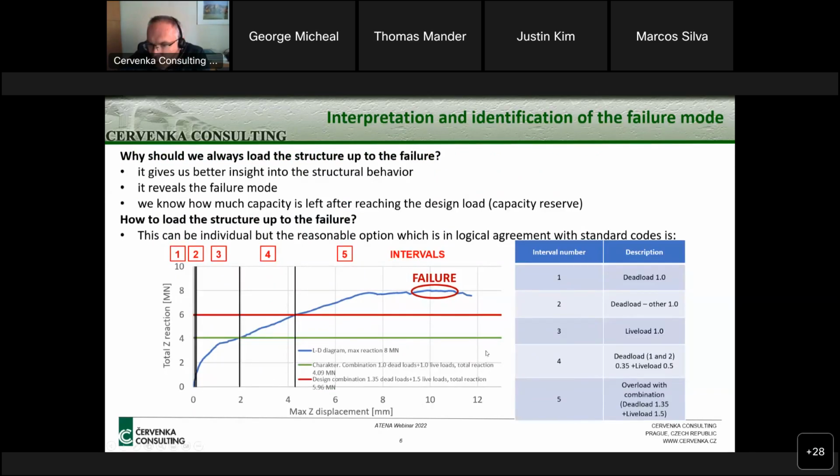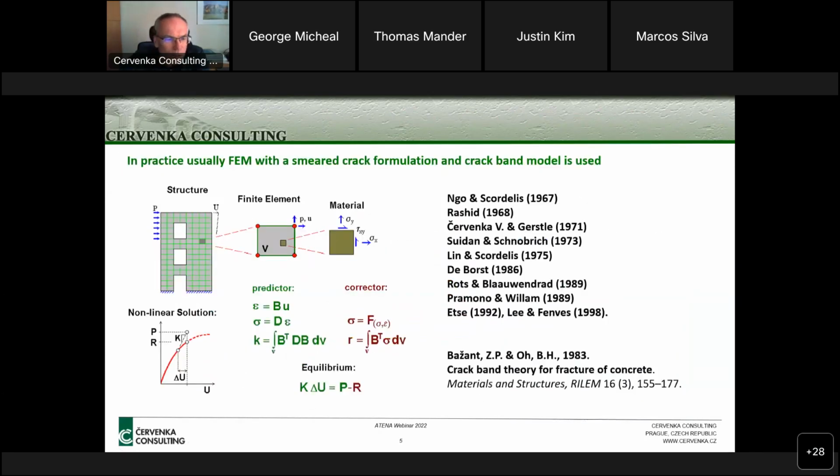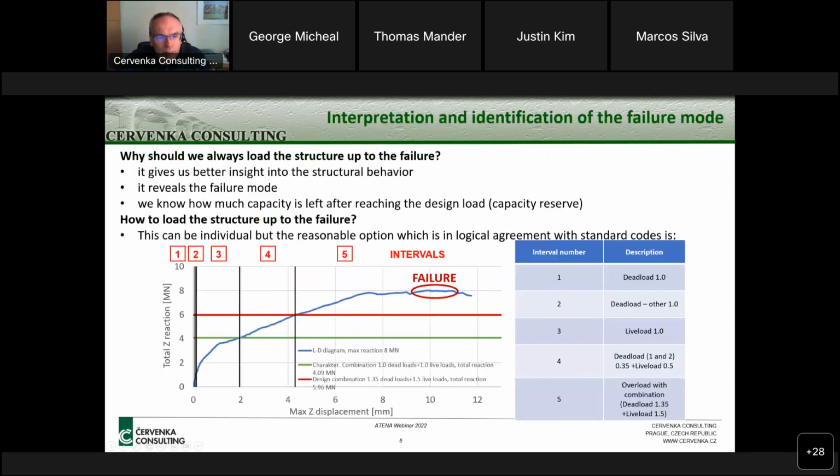What we typically do is that we have our structure and we load it all the way to failure. So we, in the end, have this kind of typical diagram. Yes, we keep loading our structure all the way up to failure. But this loading history is actually an important part of our analysis. We need to somehow define it such that it reflects the real situation as much as possible.